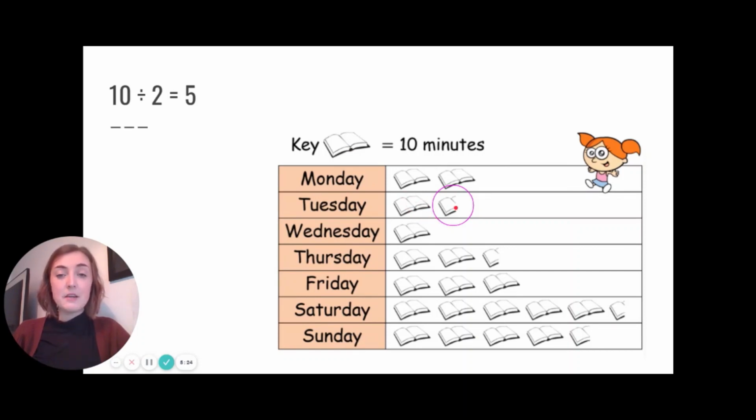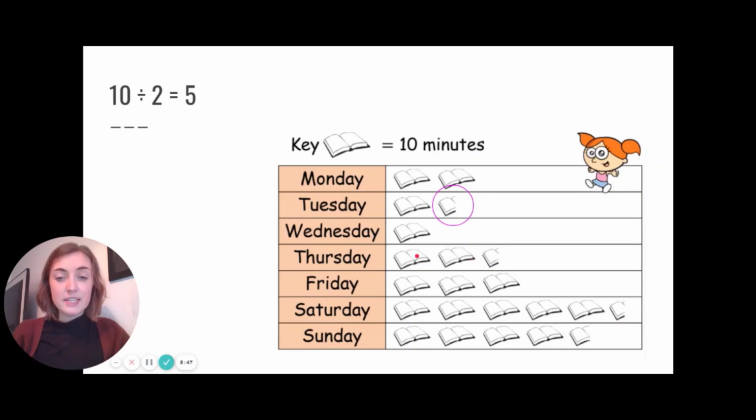15 minutes. But she couldn't draw one book, that's only 10, and she couldn't draw two books, that would be 10, 20. So she chopped one book in half to show that she meant half of 10, 15. So 10, 15. With that in your brain, can you have a look at Thursday? How many minutes did she read on Thursday?